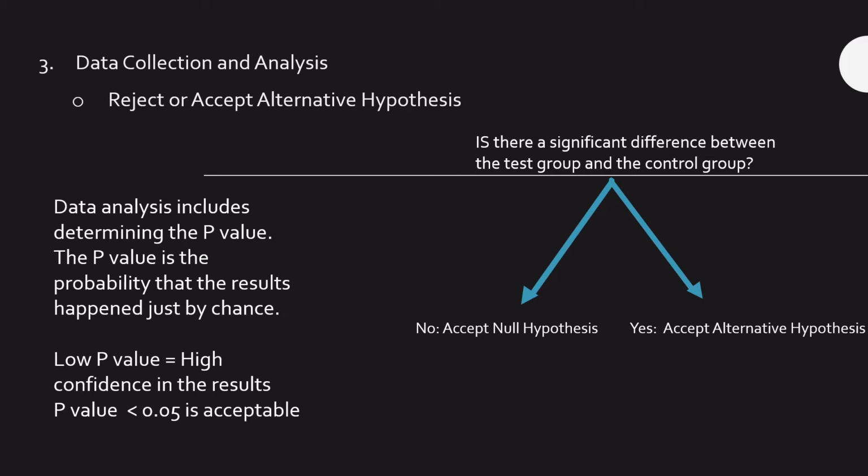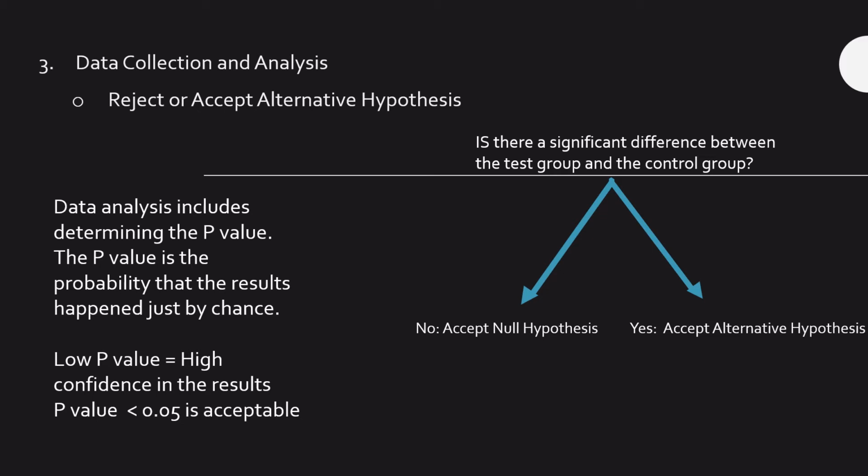Okay, so if we know we have a low p-value and we can have confidence in our data, then we need to look at what the data is actually telling us. So is there a significant difference between the test group and the control group? If there is not, then we're going to accept the null hypothesis, also rejecting the alternative hypothesis. And what that means is that we're going to go back up again in our process and try to come up with a different hypothesis, because apparently our alternative hypothesis really wasn't accurate.